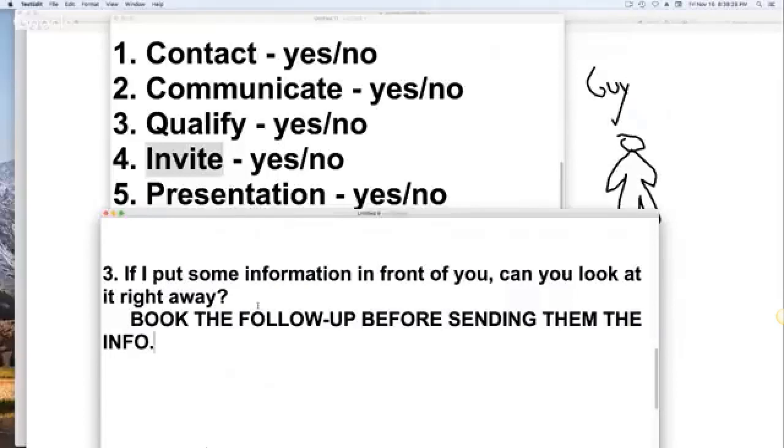At this point, I like to be on the phone if possible, because variables come up. He says, yeah, I'd be open to something. I might say, great, let me call you. Ring. Hello. Hey, listen, I want to get you this information. If I put the info in front of you, can you look at it right away? Yeah. Well, you don't sound very sure. Will you look at it or what? Yeah, I'll look at it.